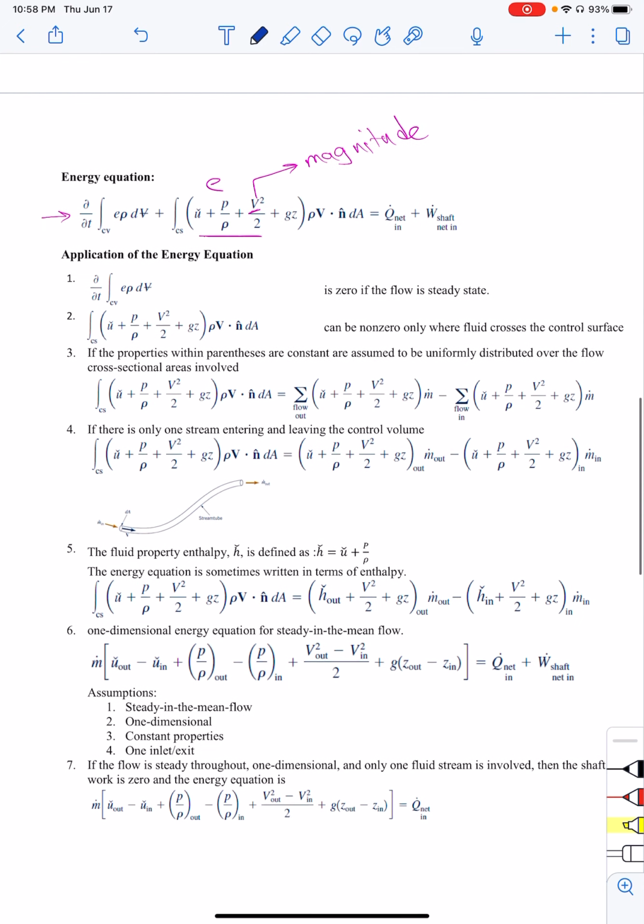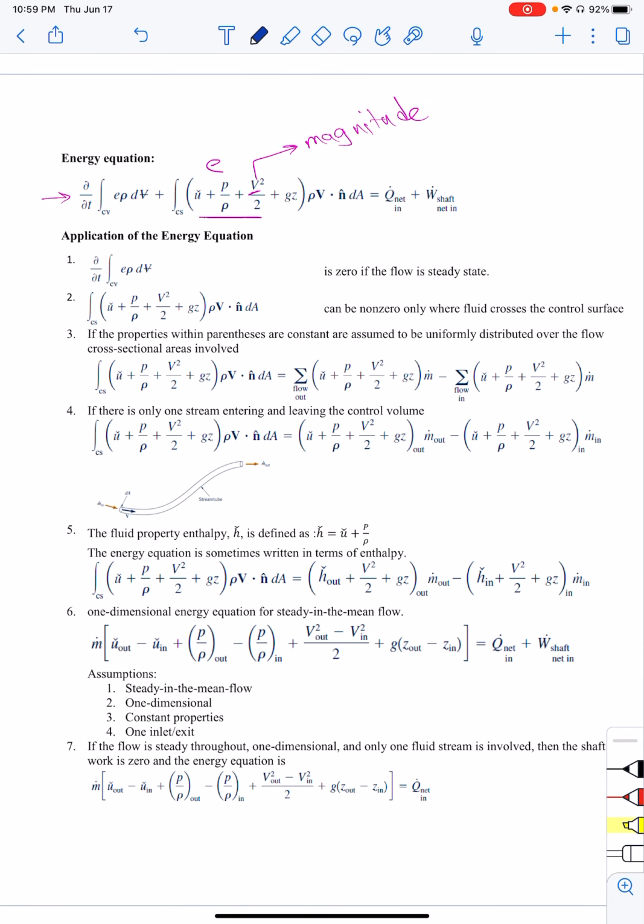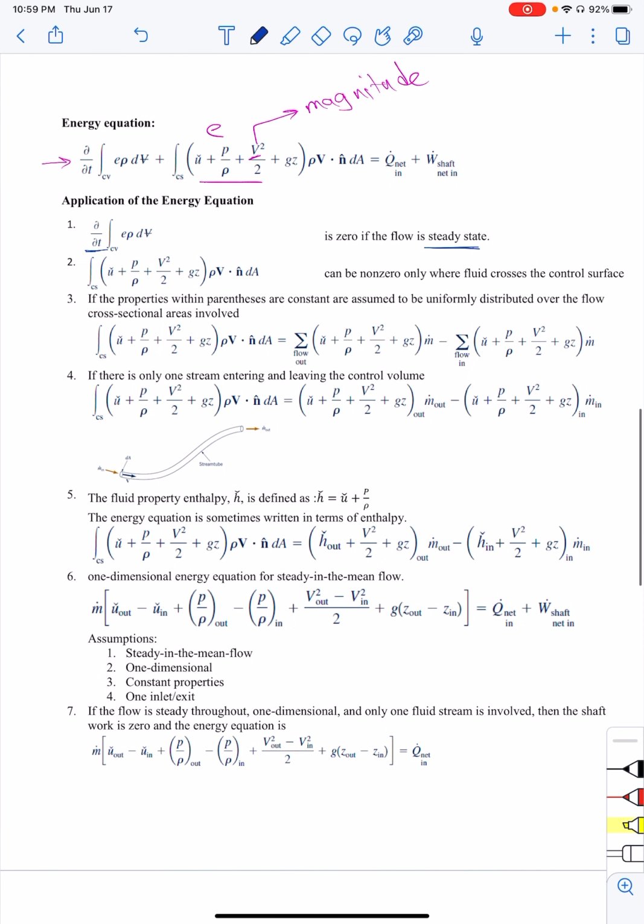Then if we go a little bit further right here and talk about the application of the energy, we know that this term depends on time. So if we have a steady state flow, it's going to be 0. And this flow right here can be non-zero only where fluid crosses the control surface, right? And this is the integral over the control surfaces.